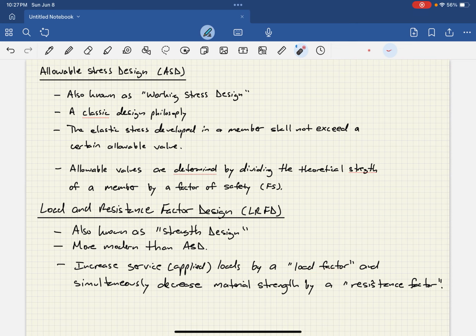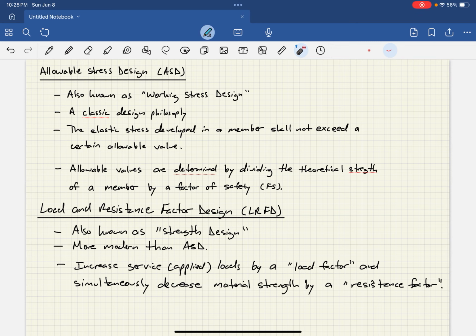So what you're doing with LRFD is, instead of lumping things together in a factor of safety like we do for ASD, you are reducing the strength of the material you're going to use to build your structure, and you're going to increase the applied loads and then combine them strategically.